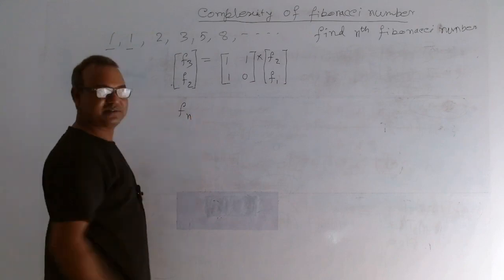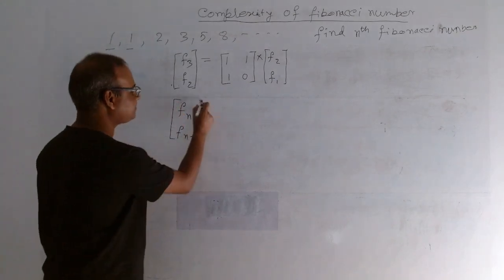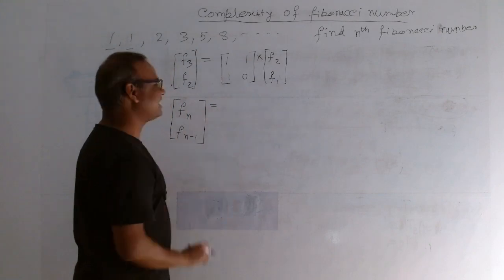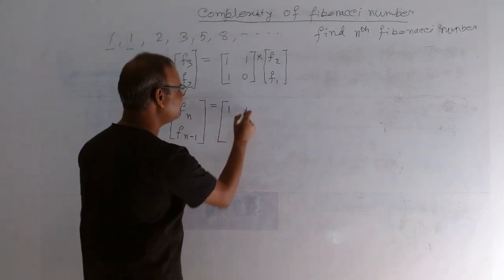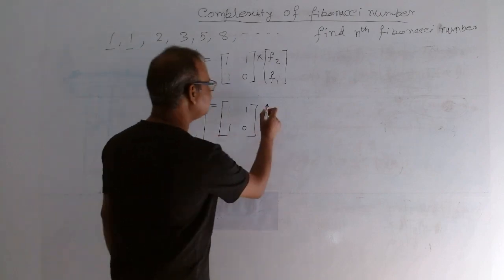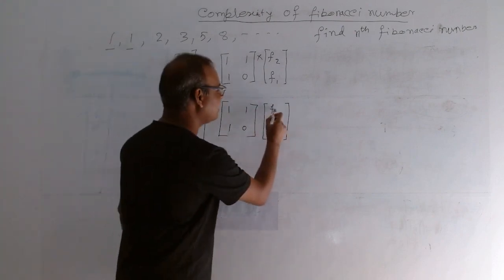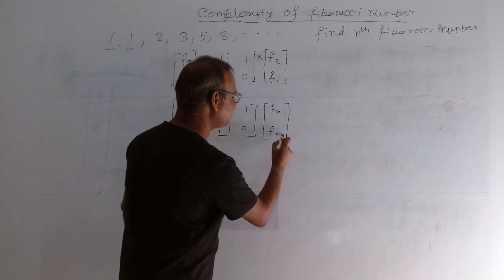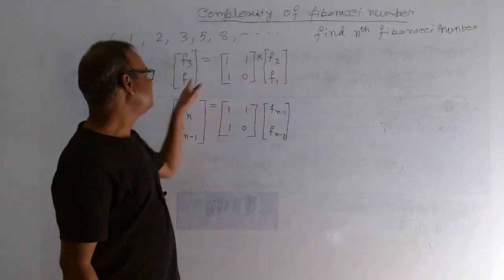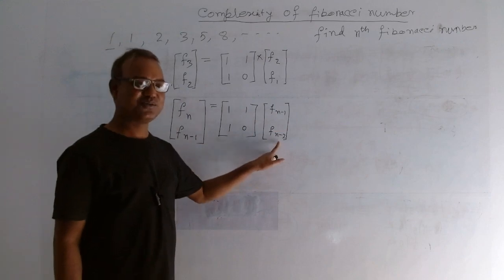We need to compute fn. So let's take this vector fn, fn minus 1. What will I get? This is also recursion. Let's write the recursion in terms of n. So I have this matrix 1, 1, 1, 0, and what will be the value of this vector, fn minus 1, fn minus 2? Is this right? Yeah. Here there is 3, we got 2. Here there is 2, we got 1. So n will become n minus 1, n minus 1 will become n minus 2. Now repeat this process.